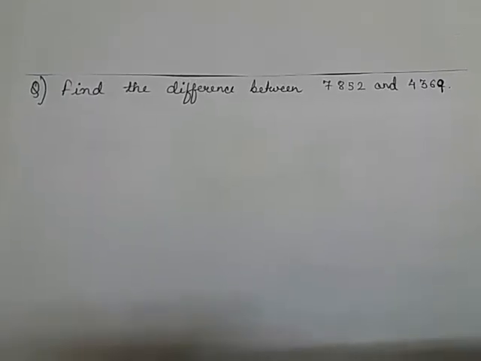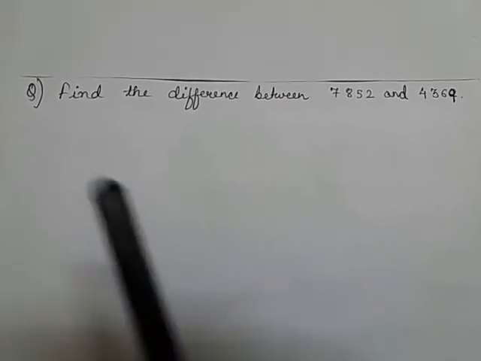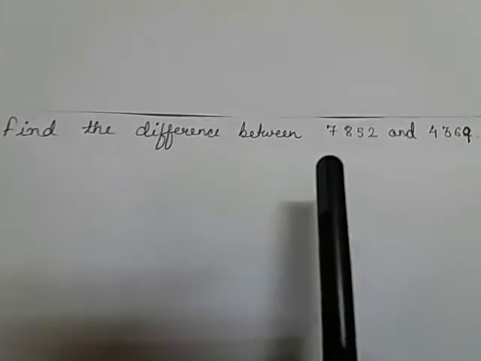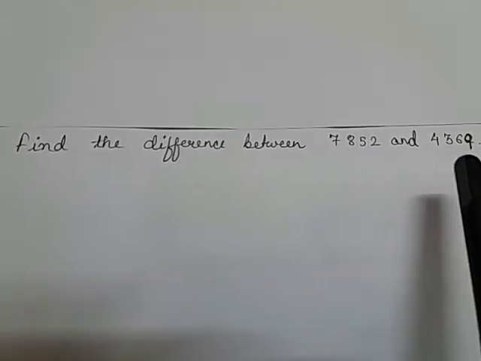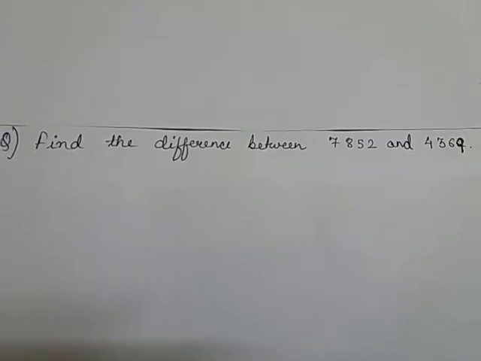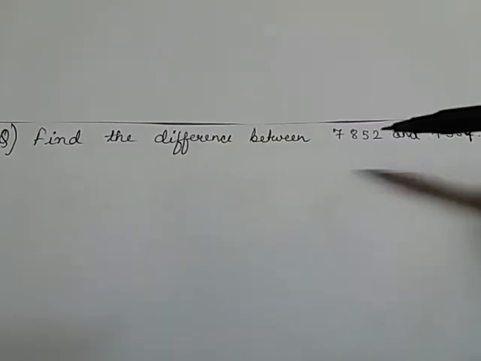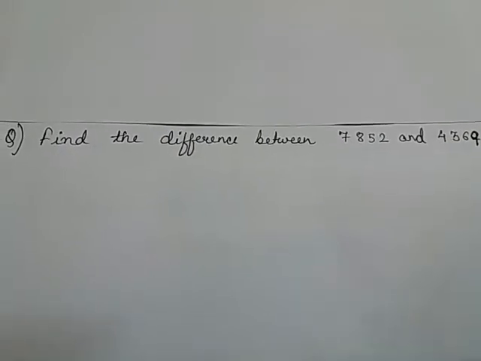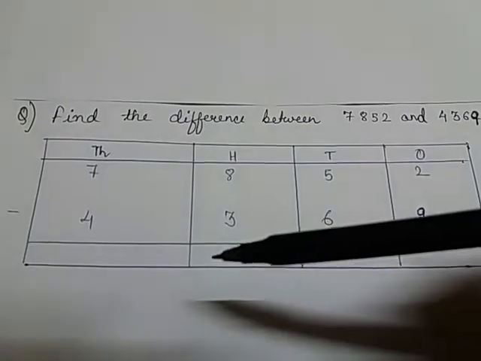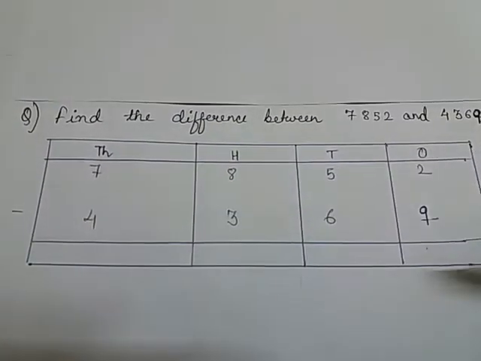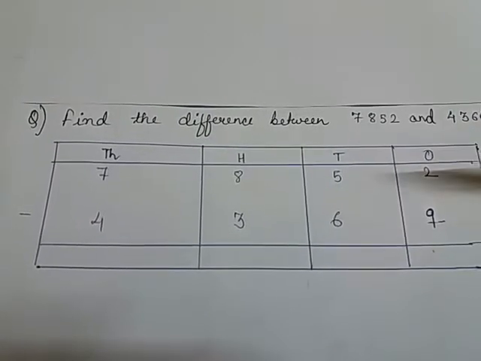Hello children, now we will solve this question in subtraction. That is, find the difference between 7852 and 4369. Let's begin. First of all, we will draw a place value chart where we will put these values and then we will start. So children, here is our place value chart. We have written the numbers and then we will start from the right side, that is from the ones.